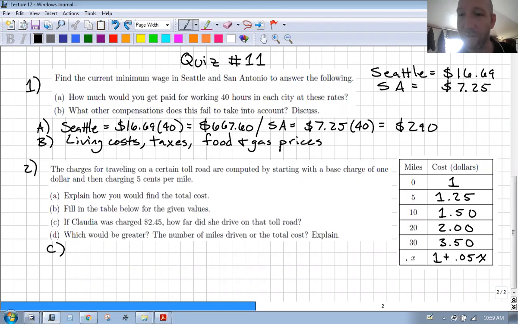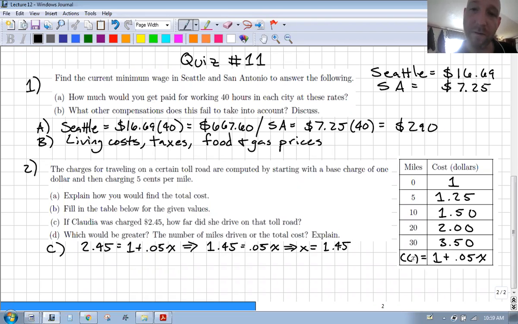All right, I'm going to put it here. C of X equals. So they're saying the cost was $2.45. So we're going to replace this with $2.45 and solve for X. $2.45 equals 1 plus 0.05X. So we just solve for X. Does that make sense? Just 1.45 equals 0.05X. So X equals 1.45 divided by 0.05.